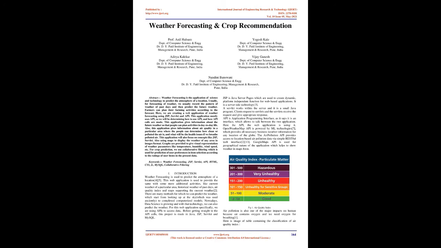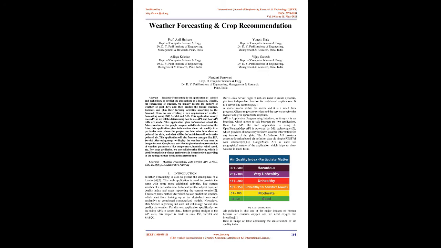This application will also focus on concepts like JSP and Servlet. Also, it uses maps to display the weather of any area in image format. Graphs are provided to give a visual representation of weather parameters like temperature, humidity, wind speed, etc. For crop prediction, we use collaborative filtering, which is used for prediction of user preferences in item selection according to the ratings of user items in the present data. Keywords: weather forecasting, JSP, Servlet, API, HTML, CSS, JS, MySQL, collaborative filtering.